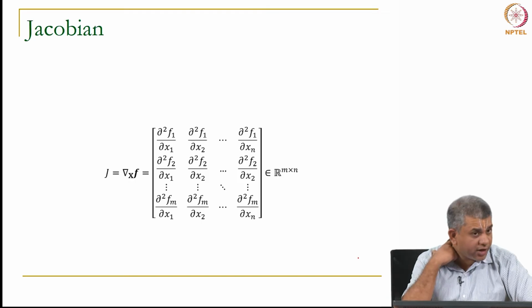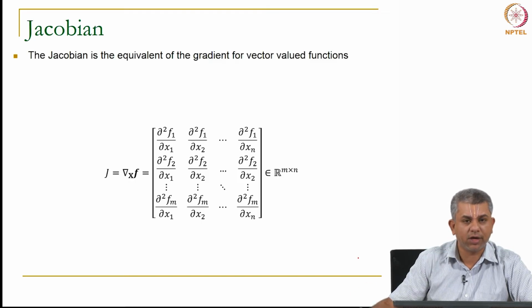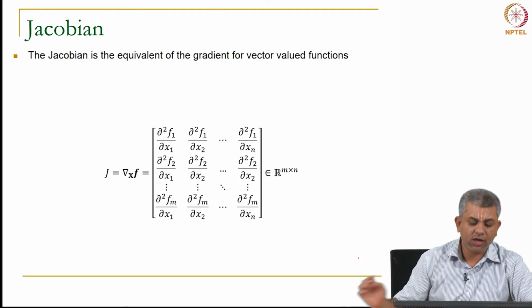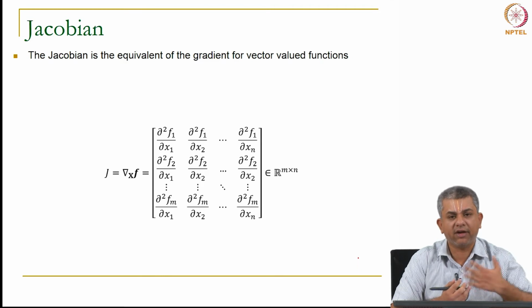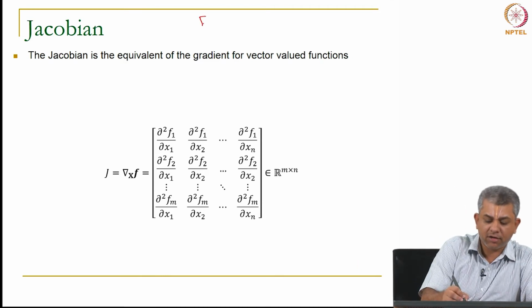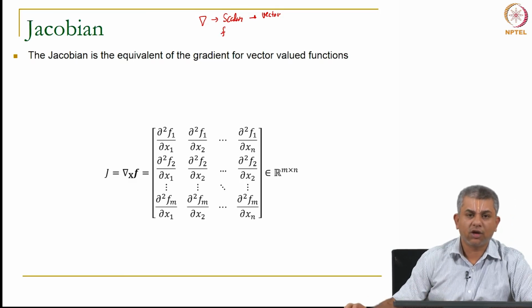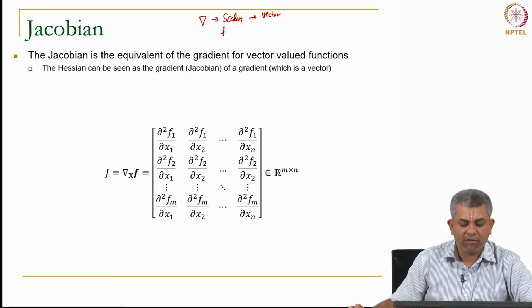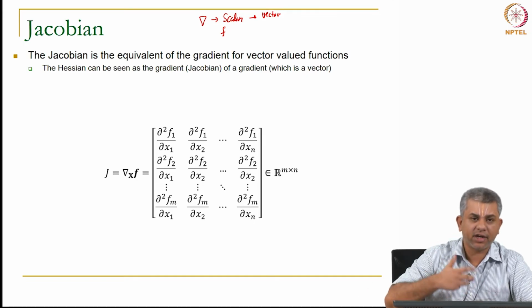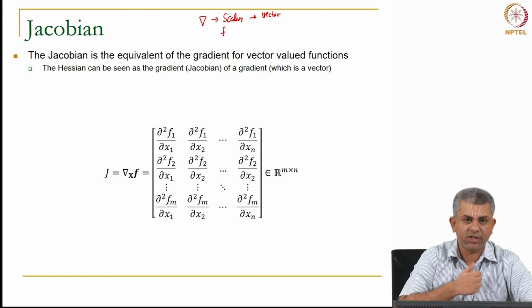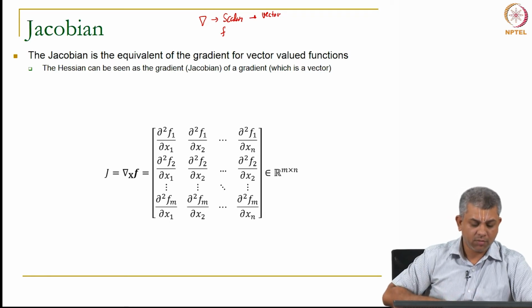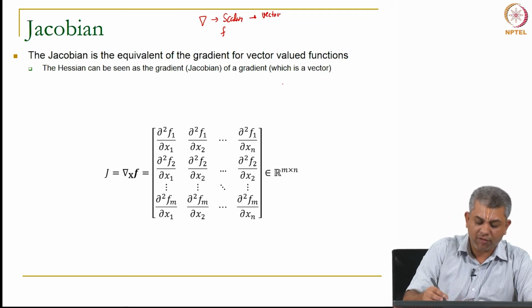So, one other quantity that we would like to define is that of a Jacobian. The Jacobian is the equivalent of the gradient for vector valued functions. So, the gradient, remember when we had defined gradient, simple gradient was from scalar to vector, but this assumed that the value of the function itself is a scalar. Now, you can define a more general case where you have a vector input and a vector output. The Hessian that we just looked at is very similar. You can see this as the Jacobian of a gradient.